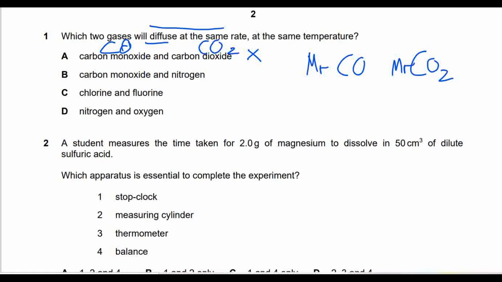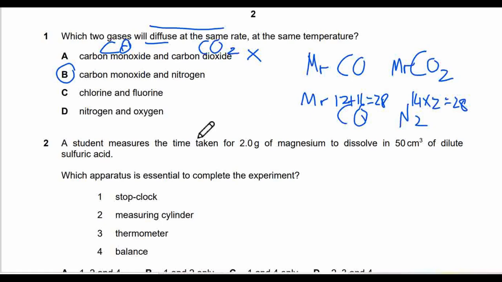Carbon monoxide and nitrogen. Nitrogen is N2. The Mr of CO: the relative atomic mass of C is 12 and O is 16, so altogether that makes 28. And N2 is 14 times 2, so it's 28. They are equal. Since they have the same Mr, the two gases will diffuse at the same rate. So question number 1 is B. Let's move on to question number 2.